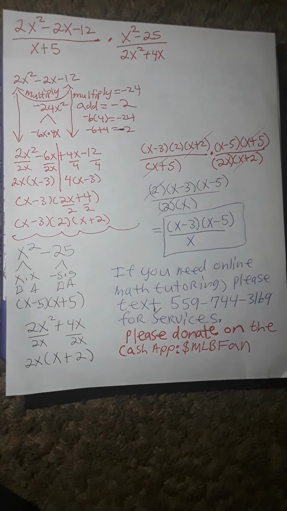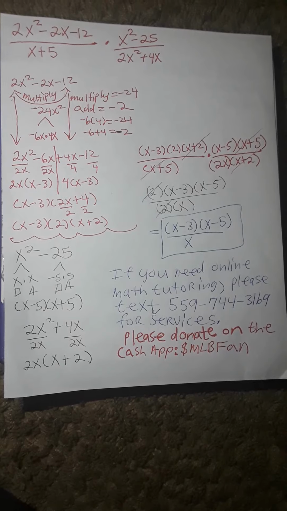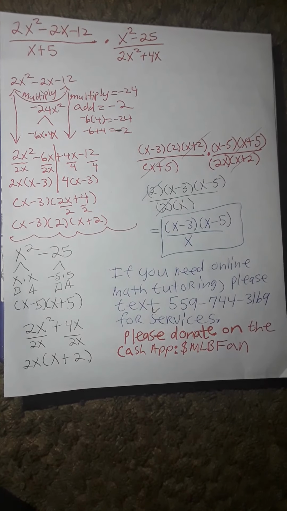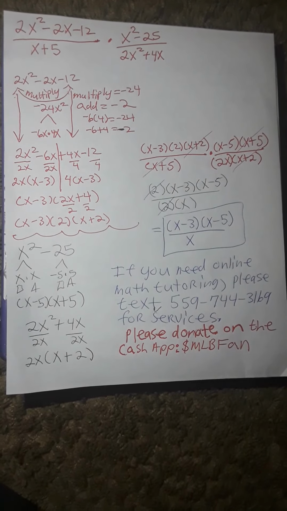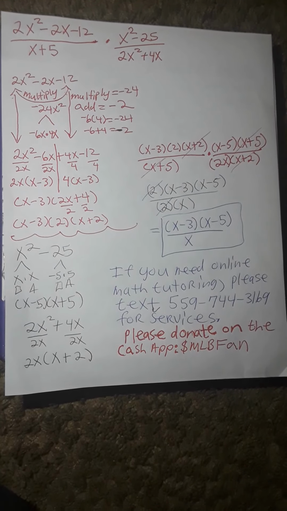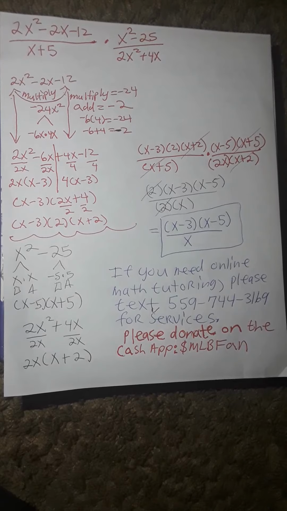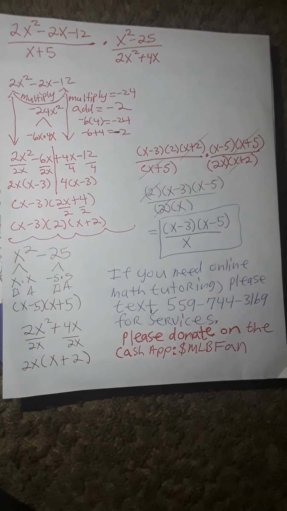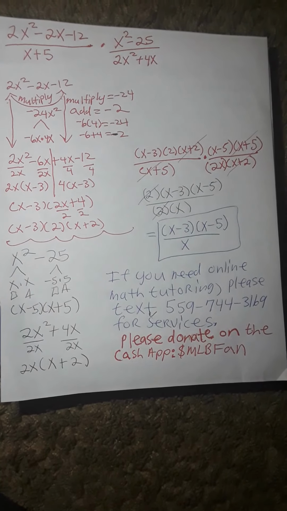Now the other binomial that needs to be factored is 2x squared plus 4x. So we see 2x squared and 4x have 2x in common. That is the greatest common factor, and we pull that out. So it's going to be 2x times x plus 2.